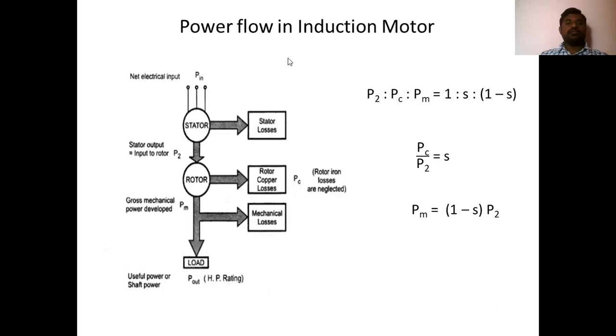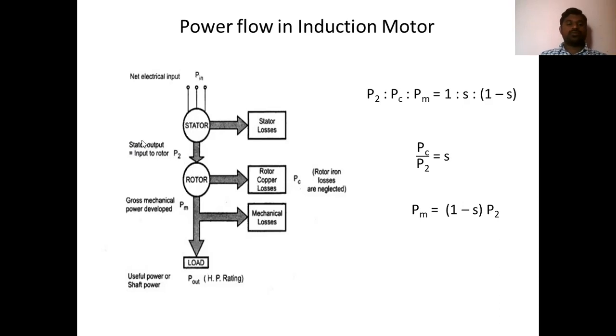Next, we will see the power flow in the induction motor. What are the different power stages in the induction motor? Let us see. When you give three-phase supply to your stator, that is your net electrical input power you are giving to the stator. In the stator, we have stator losses. Because of the stator winding, some losses will occur in the stator. Those are stator losses. And after that, we'll get some output. That is your stator output. That stator output we are giving to the rotor.